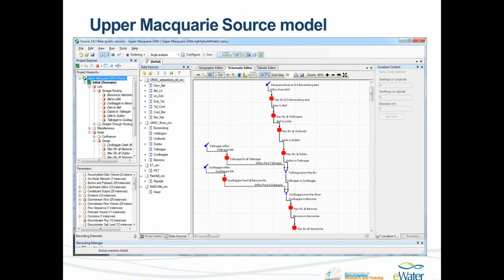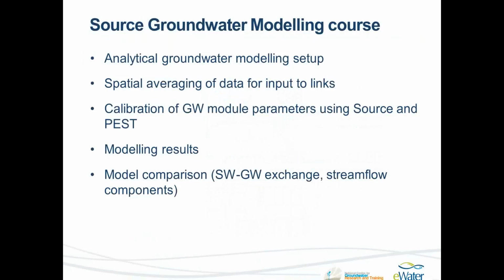Finally, what I'll actually present in April is how I set up the analytical groundwater model for this particular area, and how I did the spatial averaging of data to input to the links. For example, I might have had 7 or 8 observations, and how I used that to give a head to get a low flow into the river, and if I had a series of pumps, how I put them into the links as well.